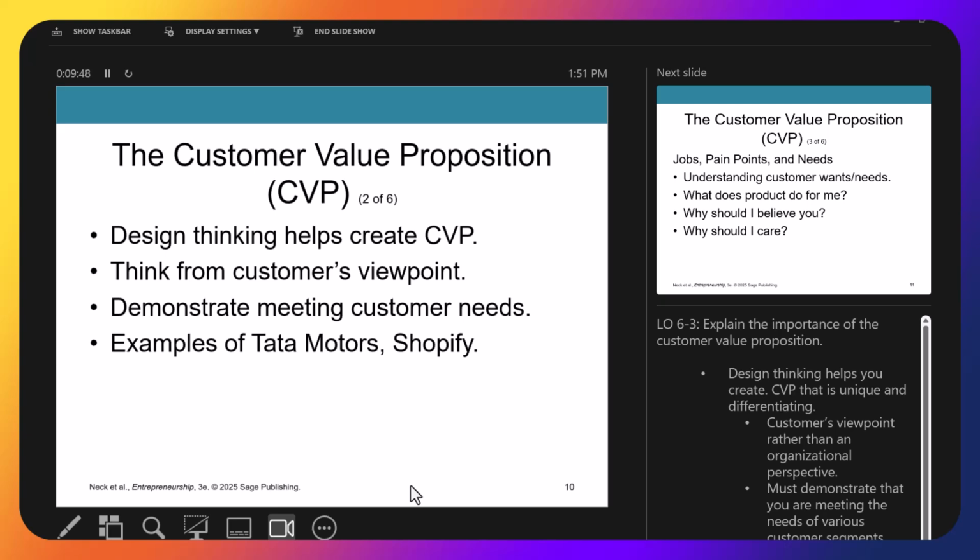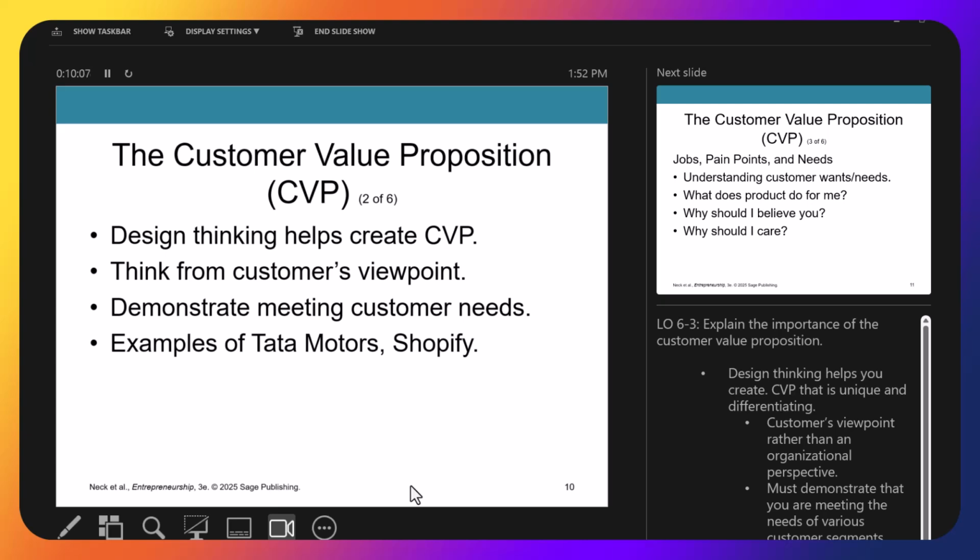So when we look at the customer value proposition, design thinking creates this. Think from a customer's viewpoint, because you want to think like the customers. If I was a customer, what would I want to do with this? How would I use this? Why would I use this? Why would I purchase this over somebody else's product?